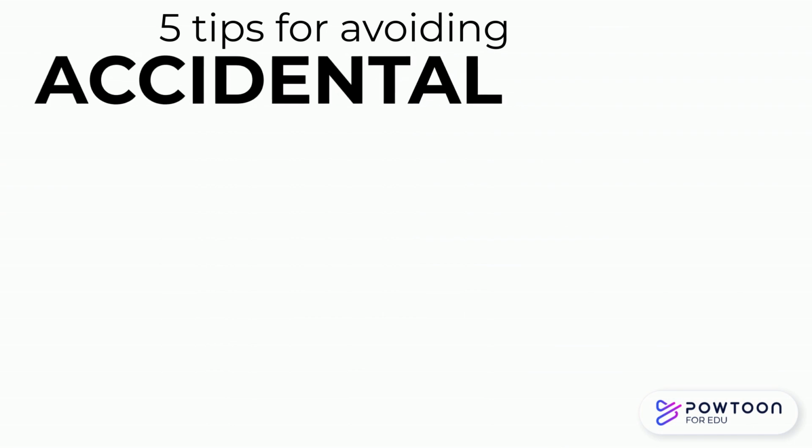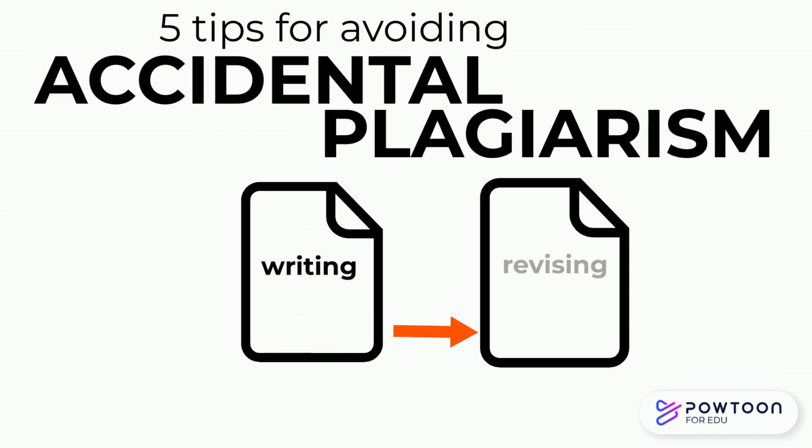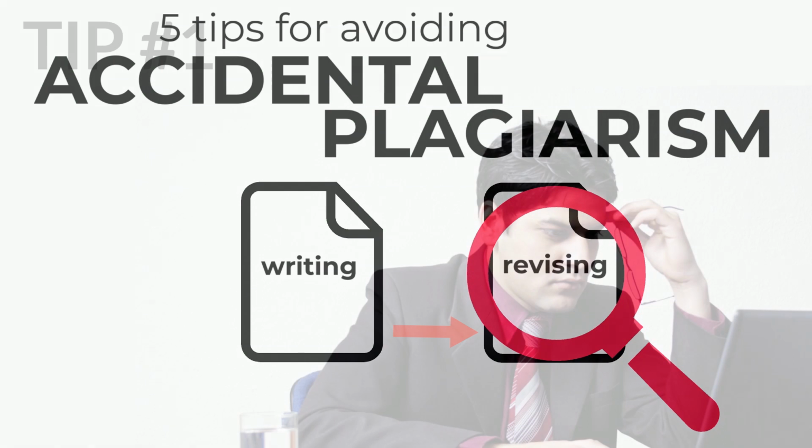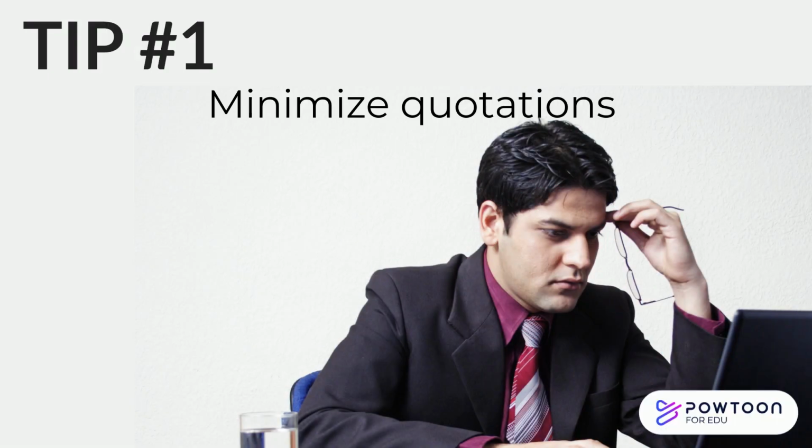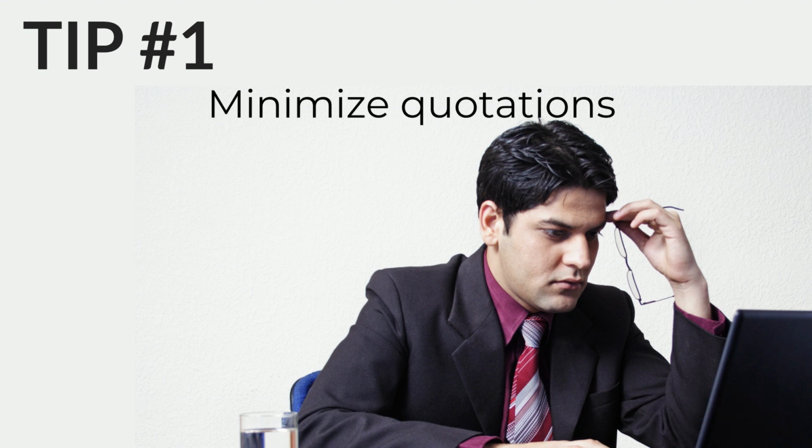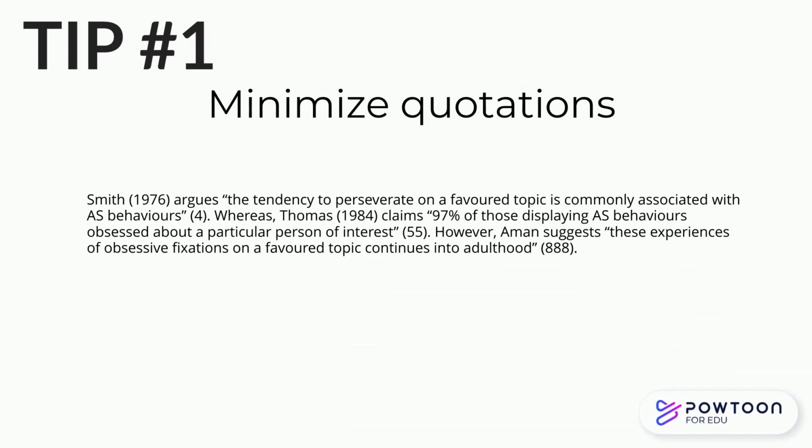Next, let's talk about 5 tips for avoiding accidental plagiarism when writing and revising your literature review. Tip number 1. Minimize the use of quotations. Use your own language in most of the paper and paraphrase instead of relying on quotations. But even when paraphrasing, remember you still have to cite your sources. When students use too many quotations, it suggests that they may not understand what they have read.